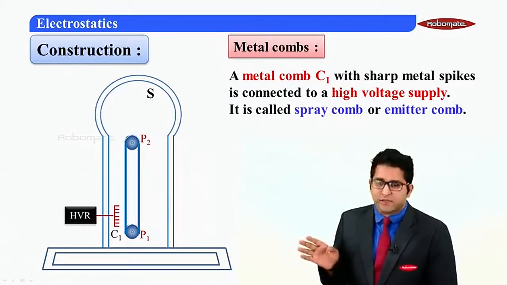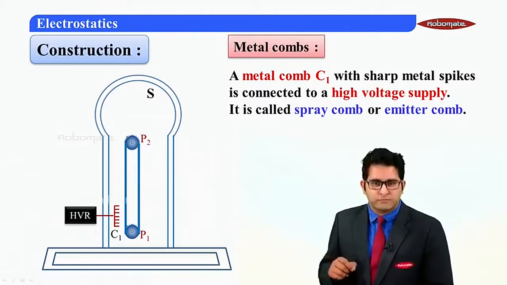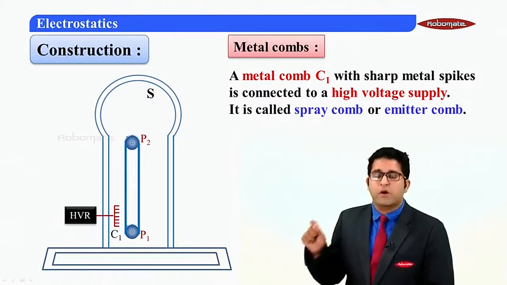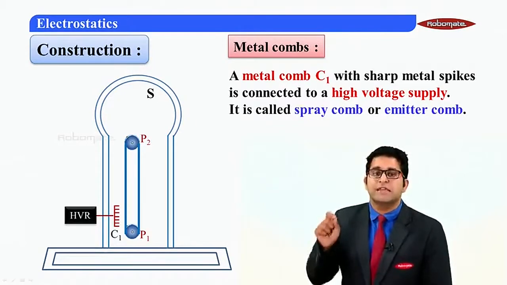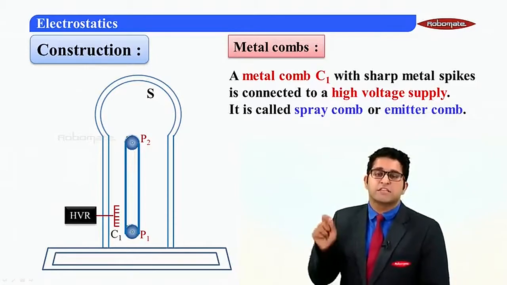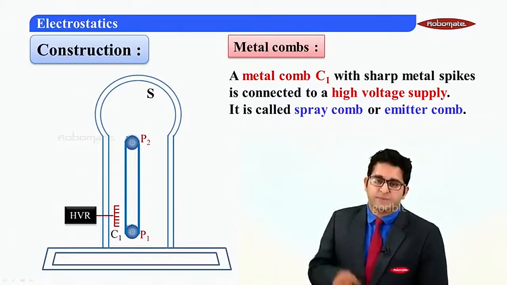Now see the diagram carefully. Here we are having comb C1. It is connected to a very high voltage source, and because of this it will lead to electric discharge, and as it will lead to electric discharge, this particular comb is referred to as the spray comb.